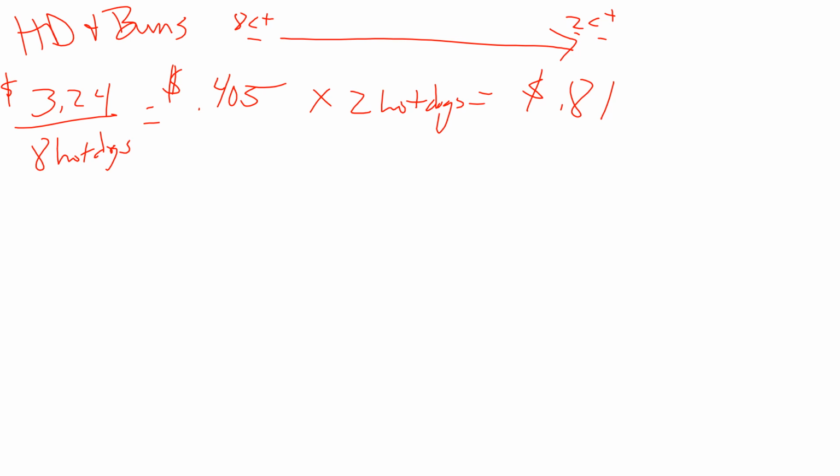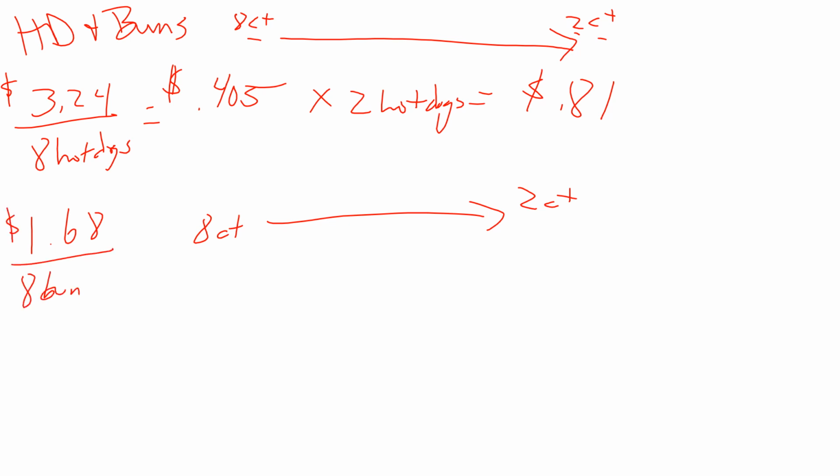Let's do the buns. The buns are the same way. We had 8 count buns, and we are going to 2 count for our recipe. So we do $1.68 divided by 8 buns, which gives us 21 cents per bun. But we need 2 buns. So that gives us 42 cents as our cost for those ingredients on this particular plate.